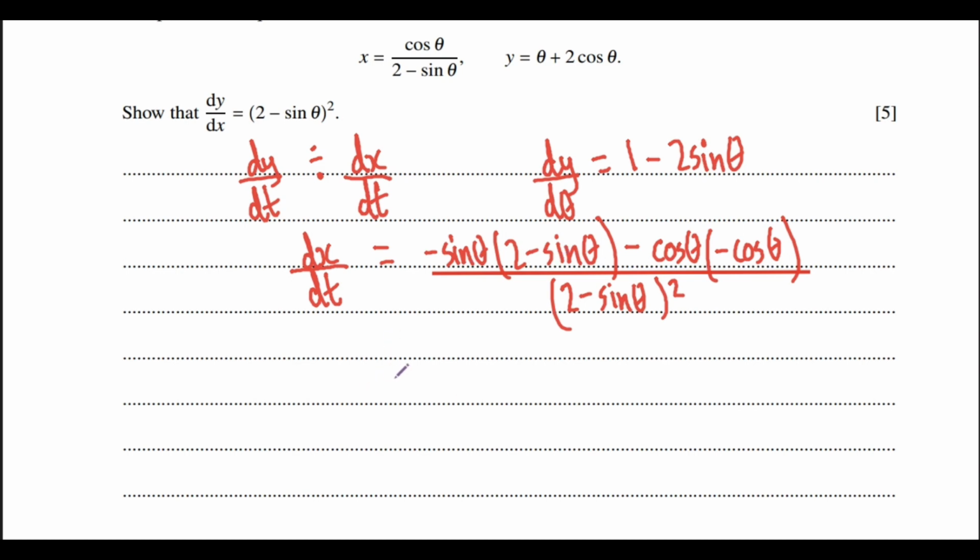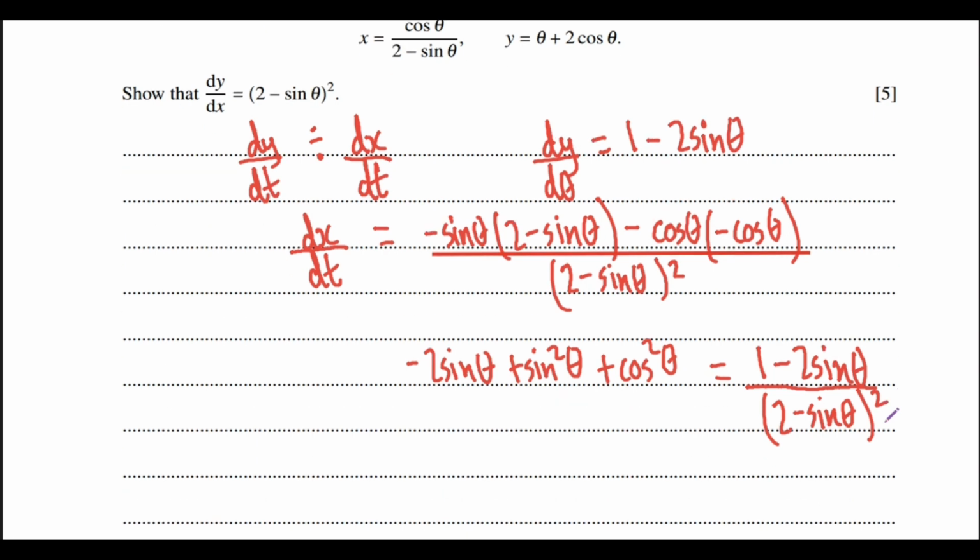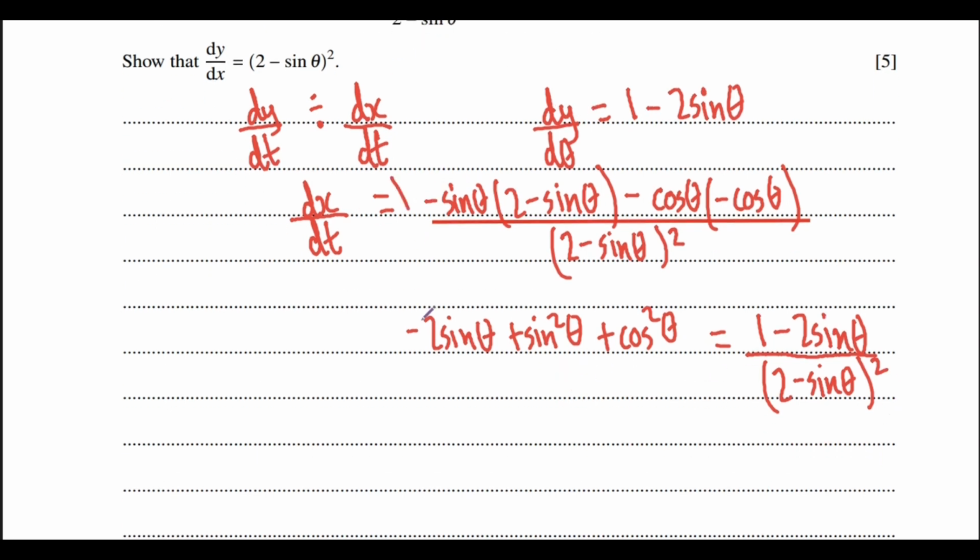So you can see you'll have negative 2 sine theta plus sine squared theta plus cos squared theta in the numerator. So that's actually equal to, well, sine squared plus cos squared is just 1, right? So you have 1 minus 2 sine theta in the numerator, and that's divided by 2 minus sine theta all squared. Okay, also this is, of course, all of this is also 2 minus sine theta all squared.